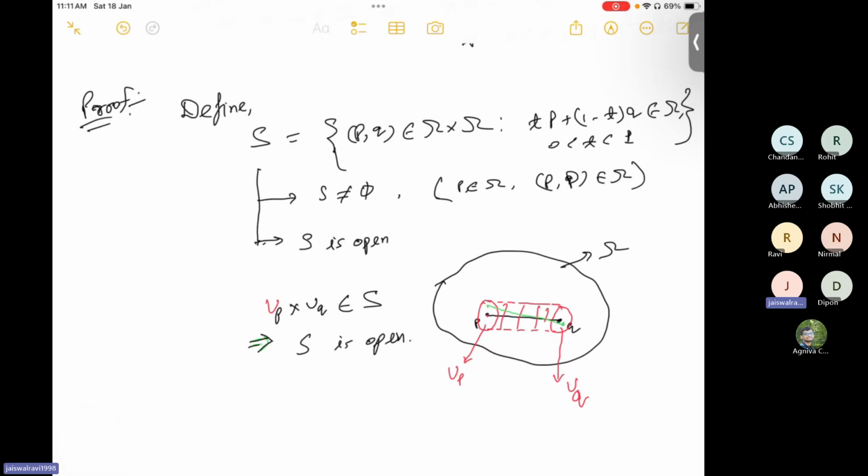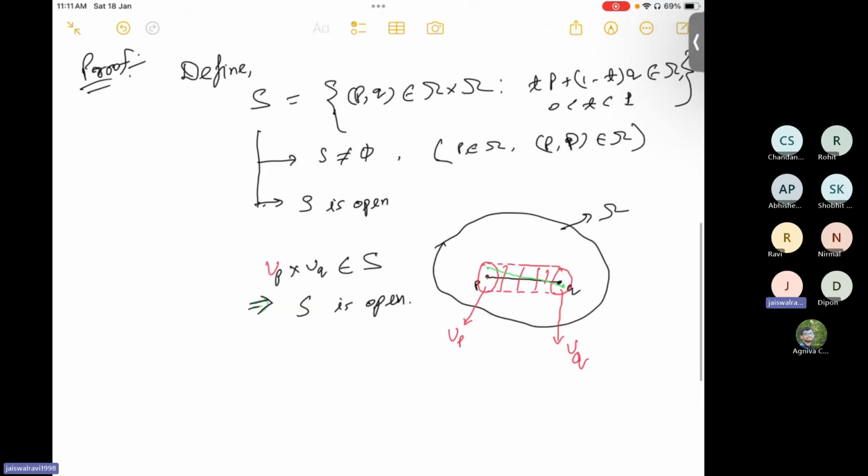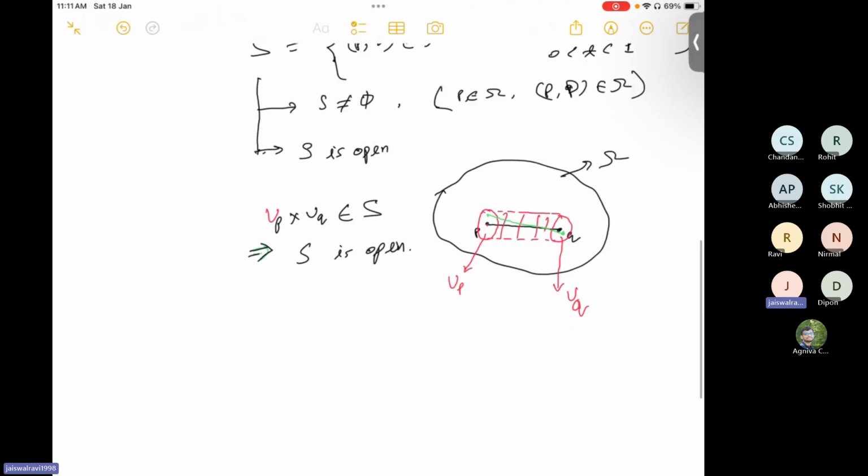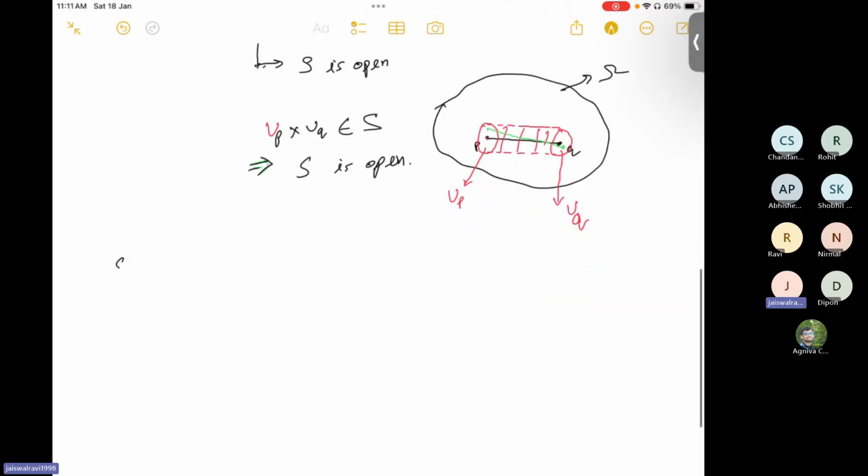So now the remaining part is to show that S is closed. If we can show that S is closed, then we are done, right? So now the claim is S is closed, and note that this is not closed in Rn. We have to prove it is just closed in omega cross omega. So we'll prove it using the sequential criterion.